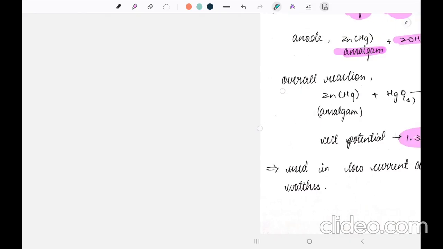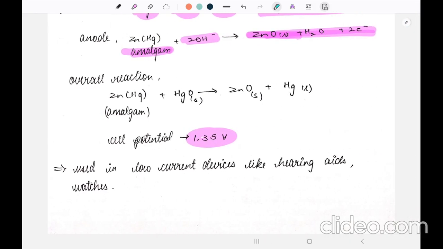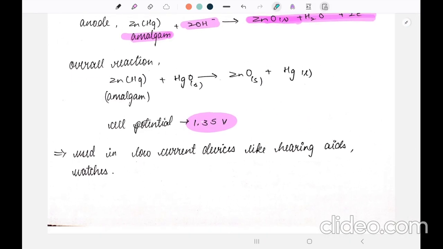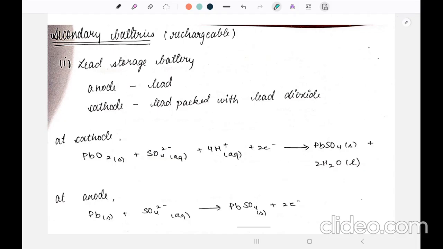It is very long lasting. And the uses of mercury cell are they useful for low current appliances like hearing aids and watches. Now we'll be moving to the secondary batteries which are rechargeable.